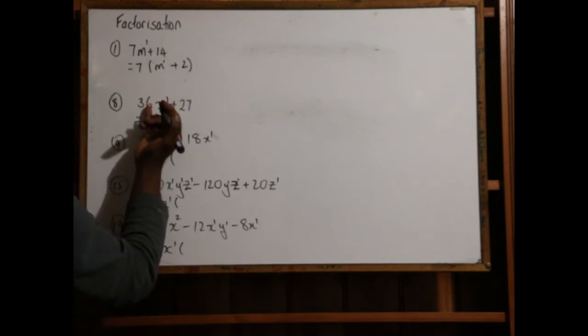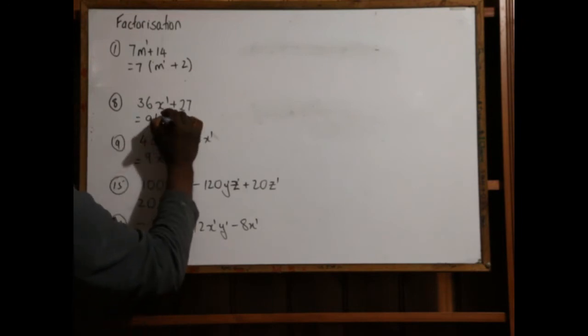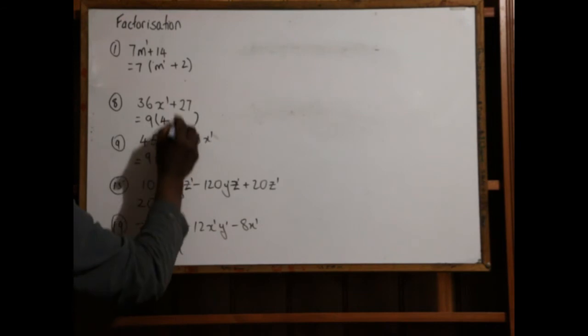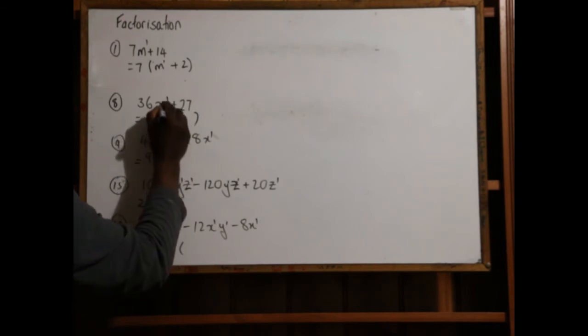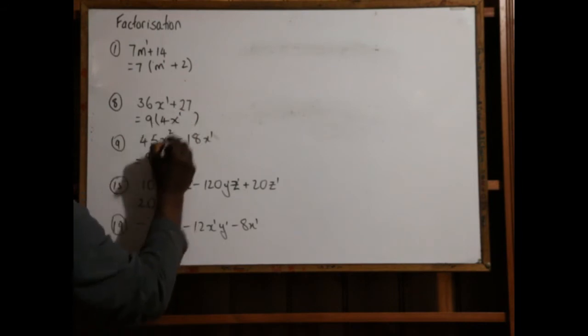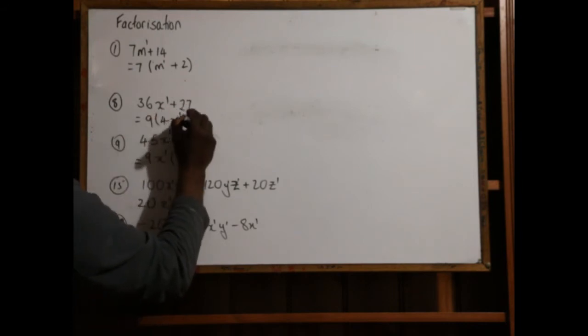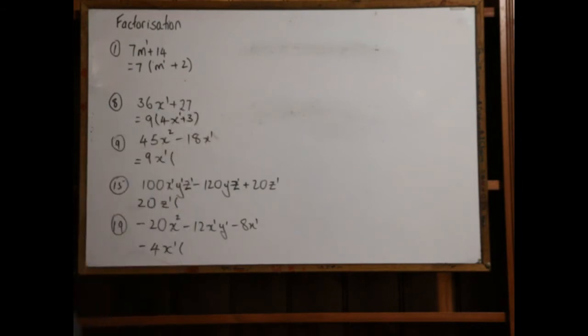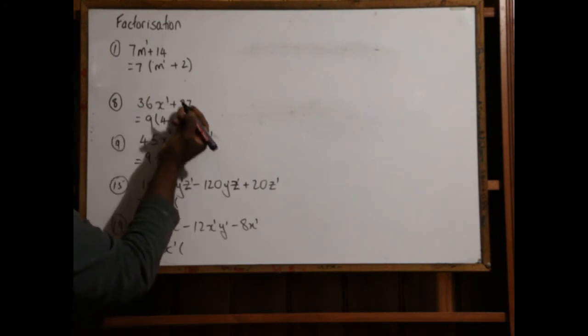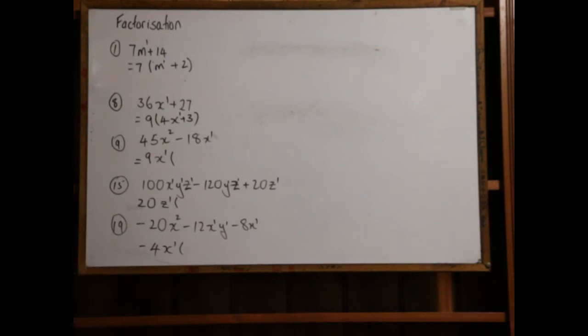In this case here, you go 36 divided by 9 is 4. To get this X1 here, X1 has to go there. 27 divided by 9 is 3. Check our answer. 9 times 4x is 36x. 9 times 3 is 27.